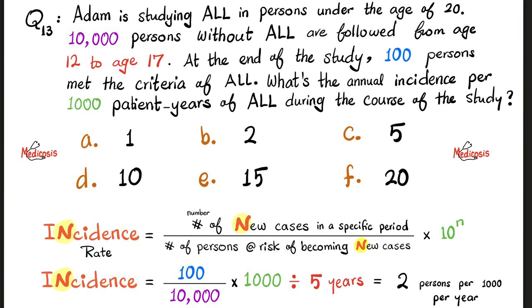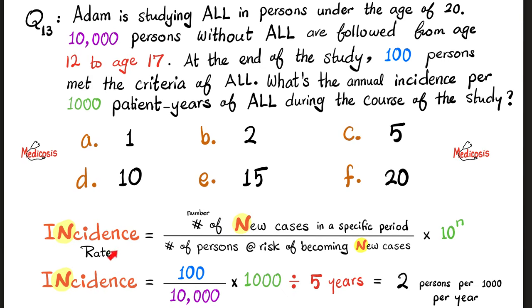So I took the number of new cases, which is 100, over 10,000 persons. And then they want it per 1,000, so I multiplied by 1,000. But don't forget, it took us 5 years. So I divide by 5 to get 2 persons per 1,000 persons per year. That's your incidence, annual incidence that is.